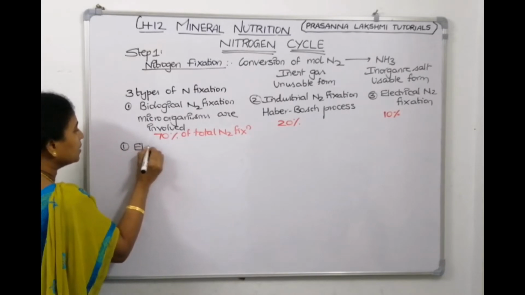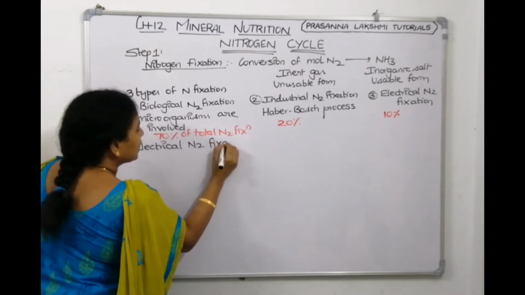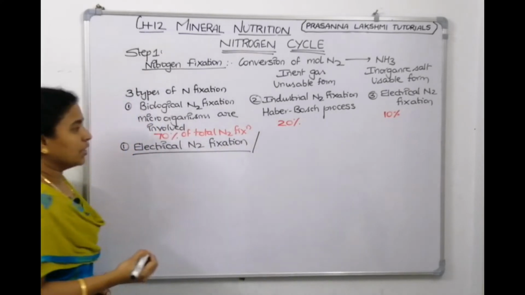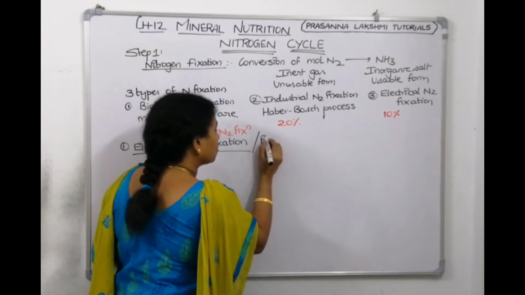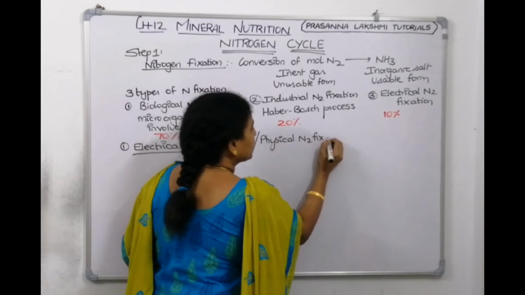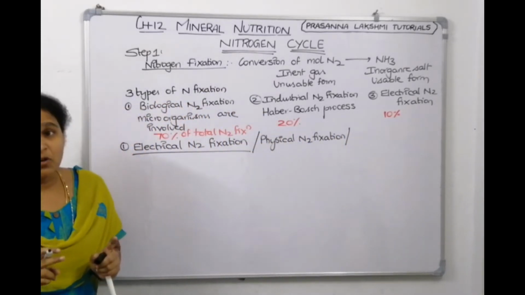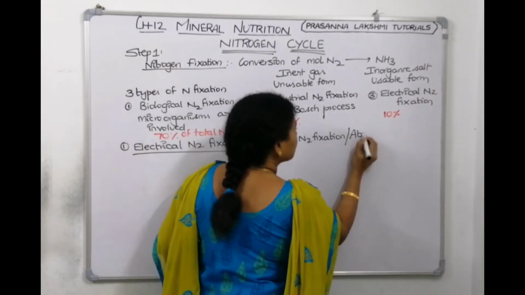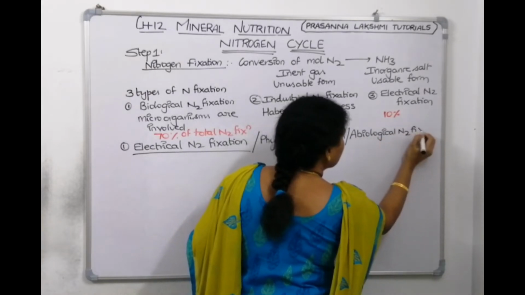The first one is electrical nitrogen fixation. Right, children? Electrical nitrogen fixation is also called physical nitrogen fixation. Since microorganisms are not involved, we can also call it abiological nitrogen fixation.